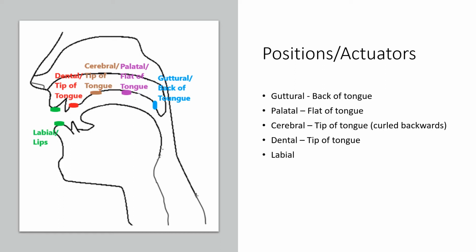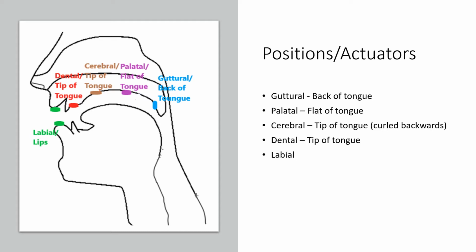The next position is the back of the front teeth. So these sounds are called dental sounds, and to pronounce these sounds which are dental, we use tip of the tongue to press against the back of the front teeth.